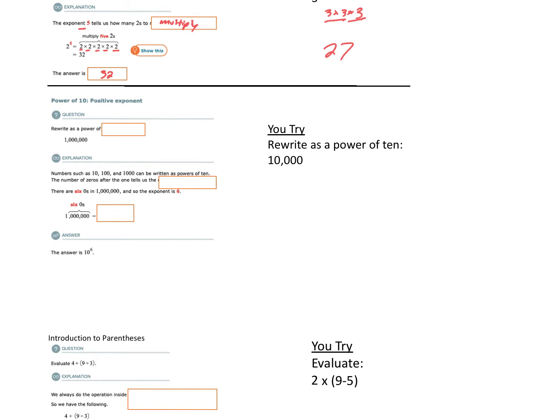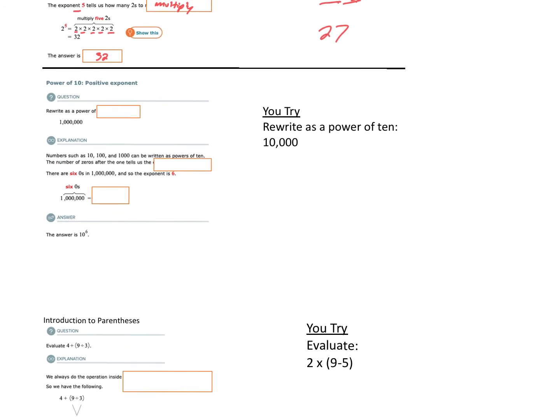Let's look at a power of 10. Later in the year we'll look at scientific notation. Rewrite this as a power of 10. Okay, numbers such as 10, 100, 1,000 can be written as powers of 10. The number of zeros tells us the exponent. So there are 6 zeros in a million, so the exponent is 6. Count the zeros. So it's 10 to the power of 6. Not 1 to the power of 6, it's 10 to the power of 6. We could multiply 10 6 times and we'd get that answer.